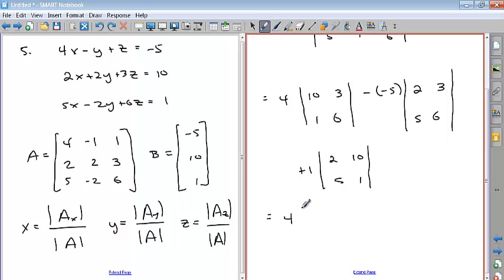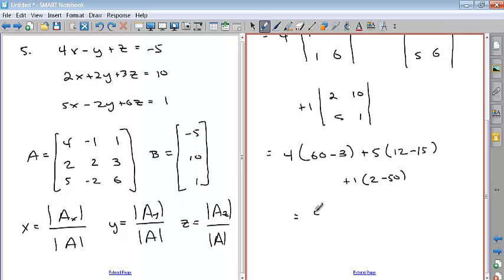Okay, so 4 times 60 minus 3. 10 times 6 is 60. Subtract 3 times 1. Then you have plus 5 times 12. 2 times 6. 5 times 3 is 15, so you subtract that. Plus 1 times 2 times 1, which is 2. And then you subtract 10 times 5, which is 50. So that's 4 times 57 plus 5 times negative 3 plus 1 times negative 48.